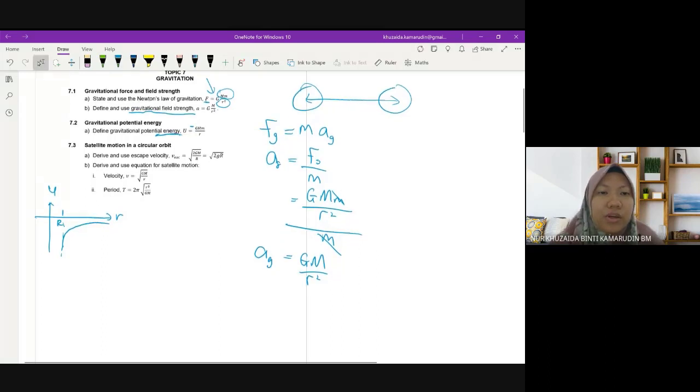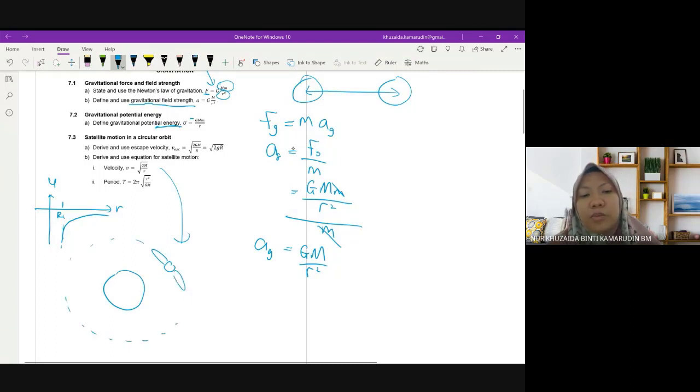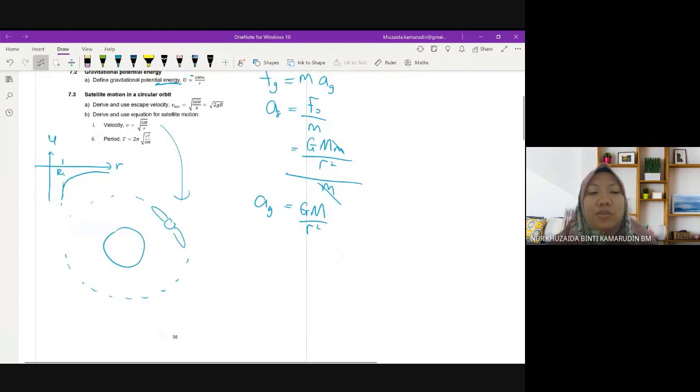Okay, so the next one we have 7.3 satellite motion in the circular orbit. So yang ni soalan memang berkisar tentang satellite lah. You have Earth and then you have a satellite. Okay, moving ataupun move in a circular motion, through the orbit lah dekat sini, circular orbit. Alright, so because this one is a circular motion, kita kata berkait rapat dengan chapter 6 lah. We learn about circular motion in chapter 6.